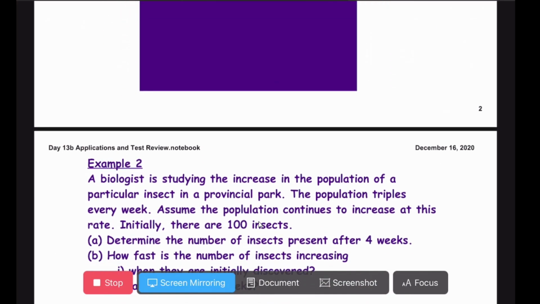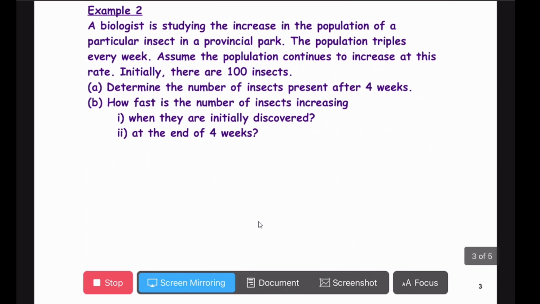Next up, let's take a look at a word problem that's going to involve exponential functions. A biologist is studying the increase in the population of a particular insect in a provincial park. The population triples every week. Assume the population continues to increase at this rate. Initially, there are 100 insects. We are asked to A, determine the number of insects present after 4 weeks, and B, how fast is the number of insects increasing when they are initially discovered and at the end of the 4 weeks. So let's identify our components here.